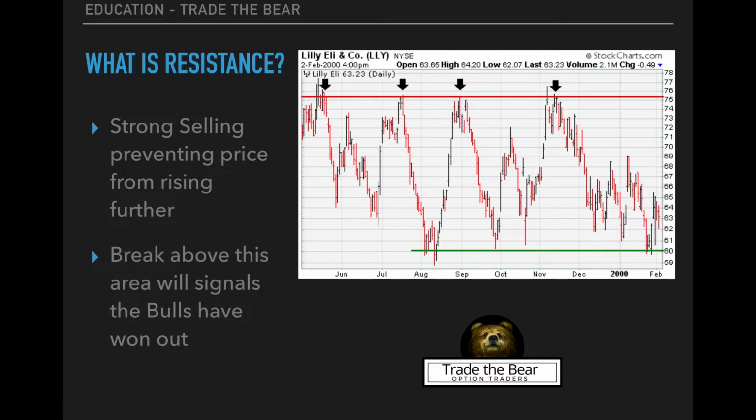And again, you can see here as well that we have support down below. A break above this area obviously would signal that the bulls have won out. So you just have a lot of pressure in these areas, and whenever price gets to them, they're going to pull back. And if you do get a push through, a lot of times with volume, you'll see a breakout, what we would call a breakout trade.